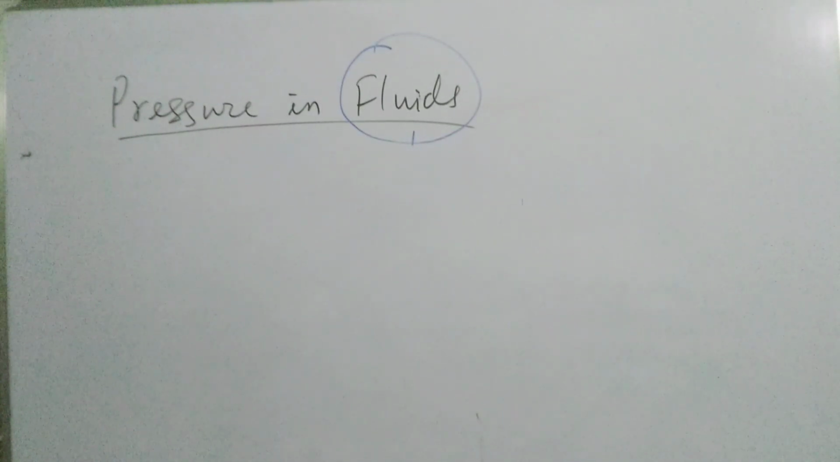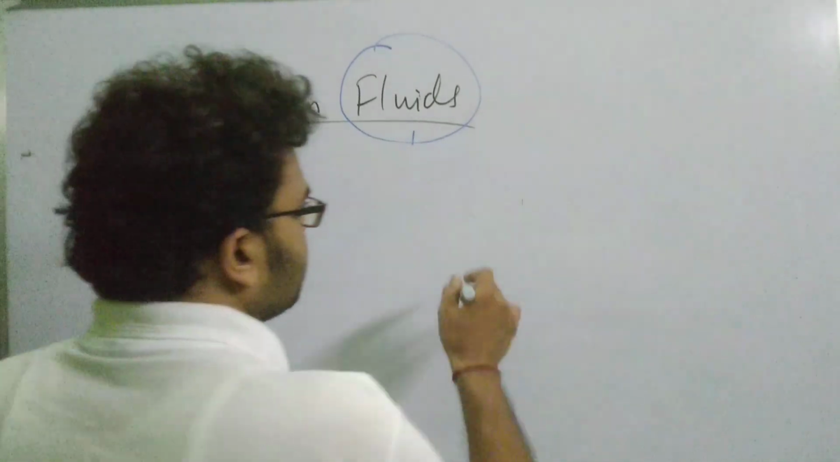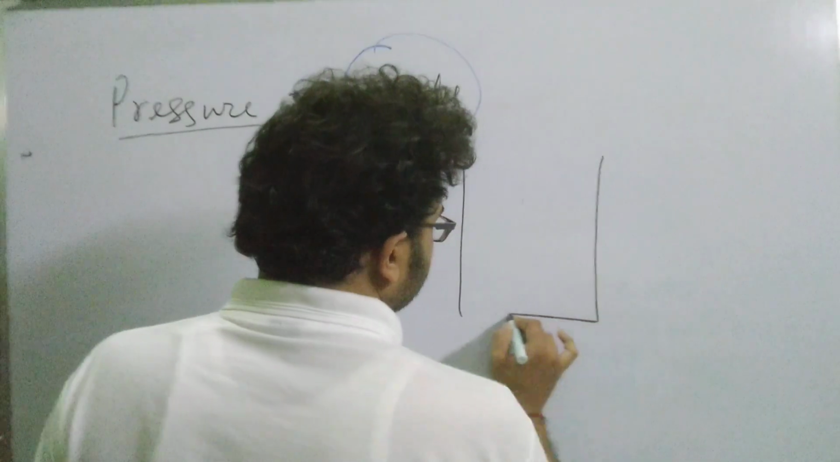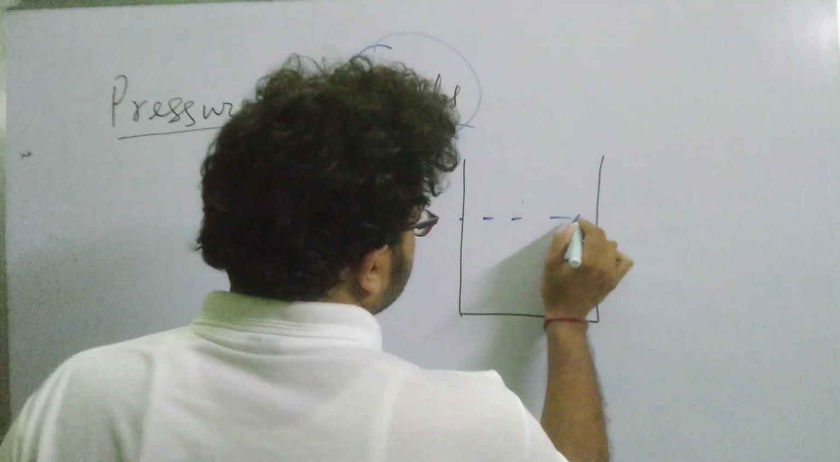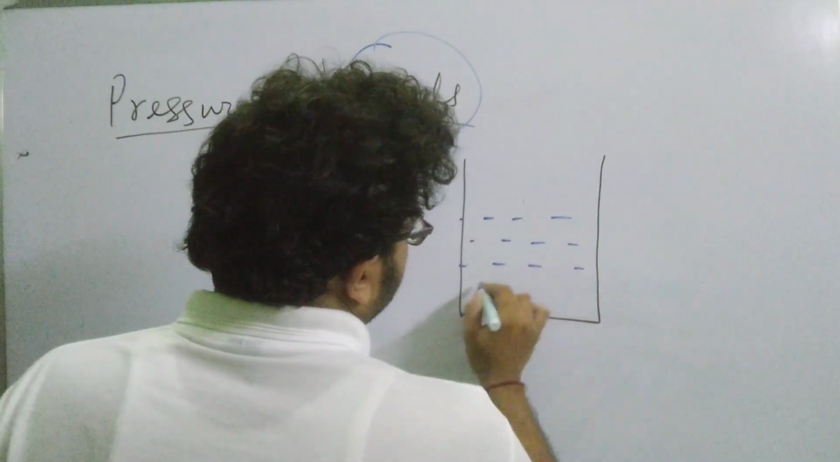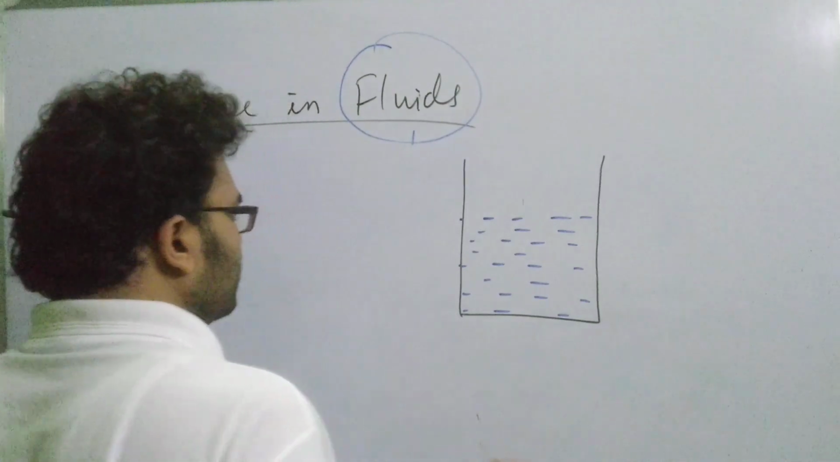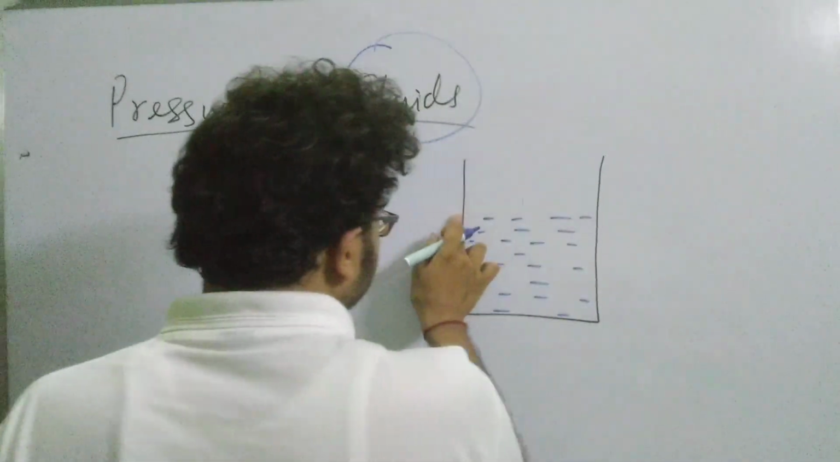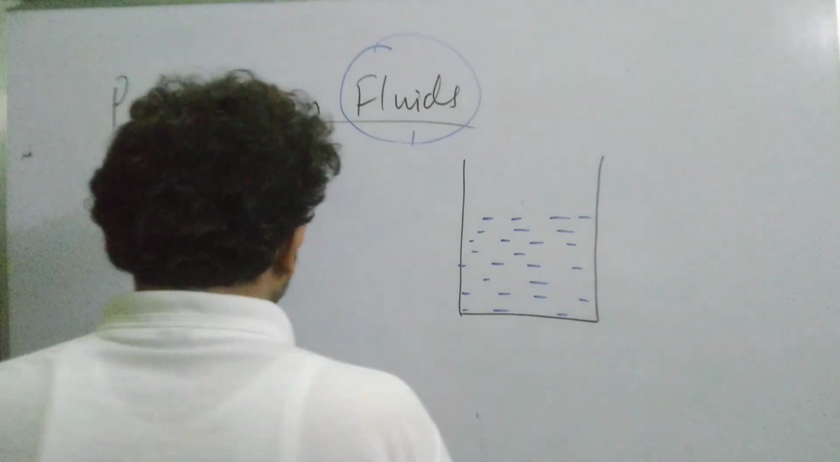Now what are the factors? Now there are various factors, okay? So actually if we consider a fluid, particularly a point in the fluid, say this is a container, and you have a certain fluid, say water. Now this water exerts, if we consider any point within the water, say I consider a point here.